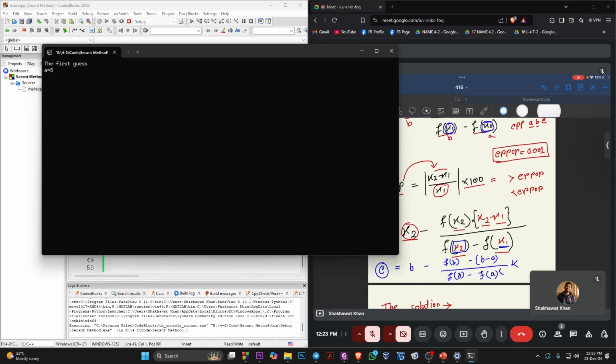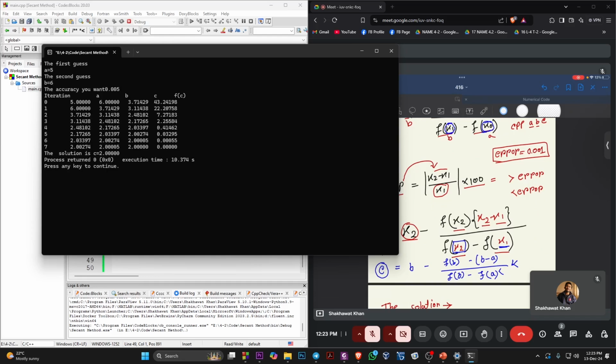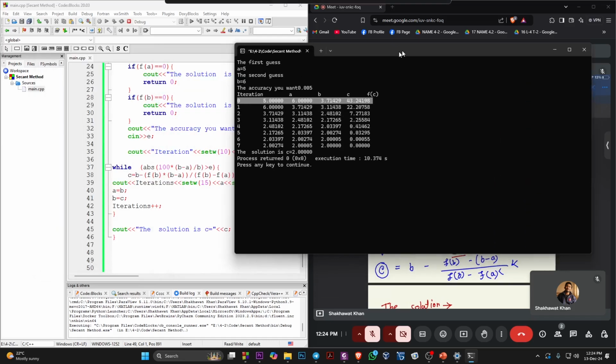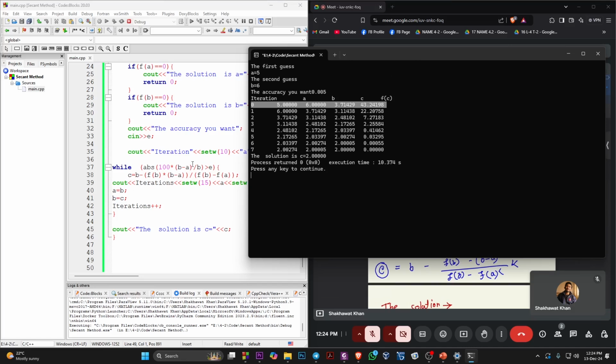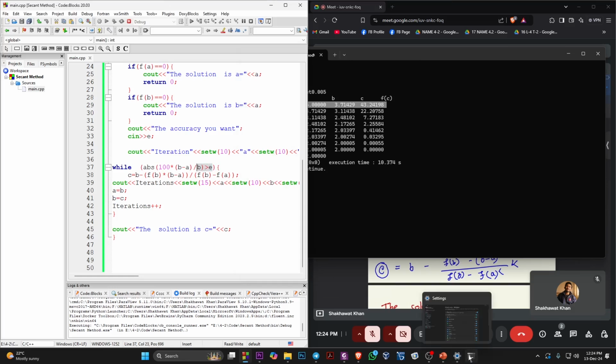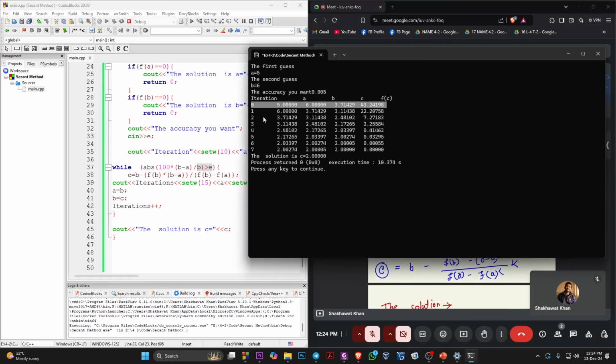Okay, if I write 5 and second base 6 and my accuracy is 0.05, see, it has taken my first initial guess a and my second initial guess b, then it calculated my new values for c and calculated my f of c, and this is my first iteration. And as this loop is not satisfied, this process will happen again and again.